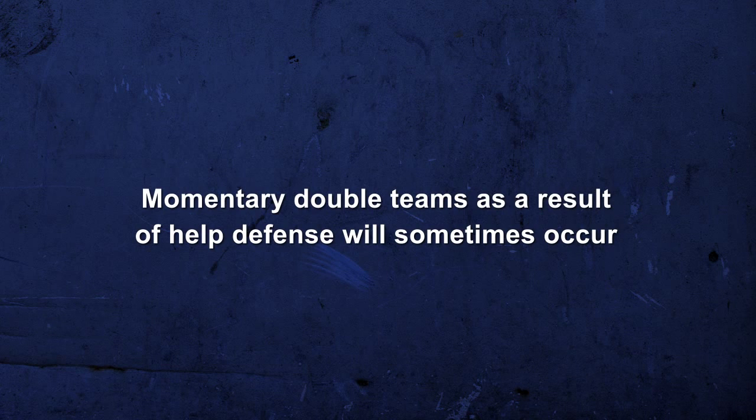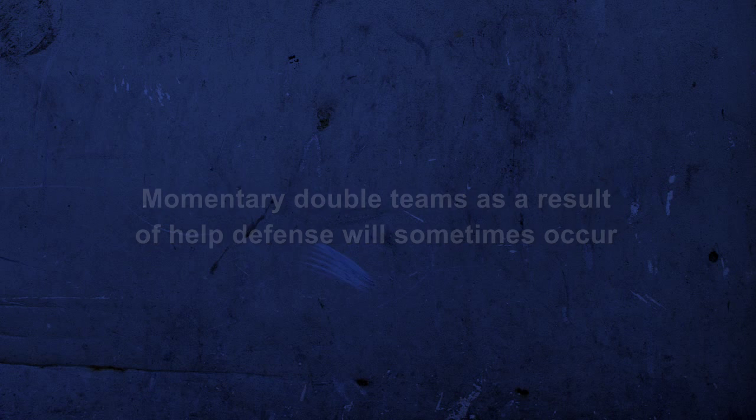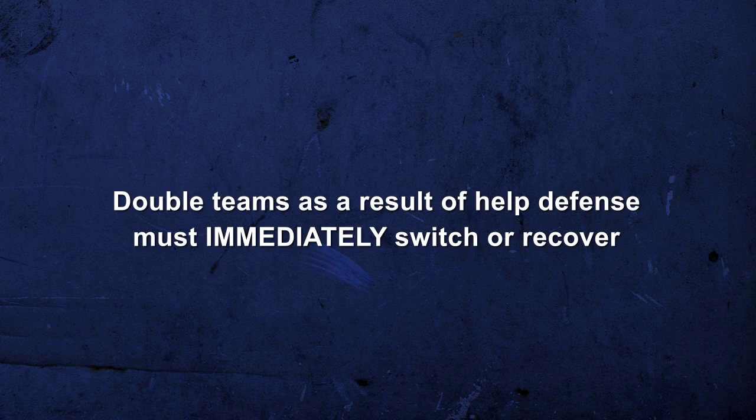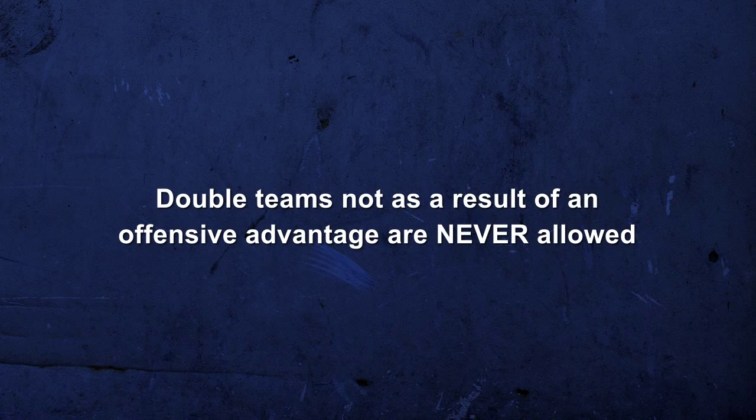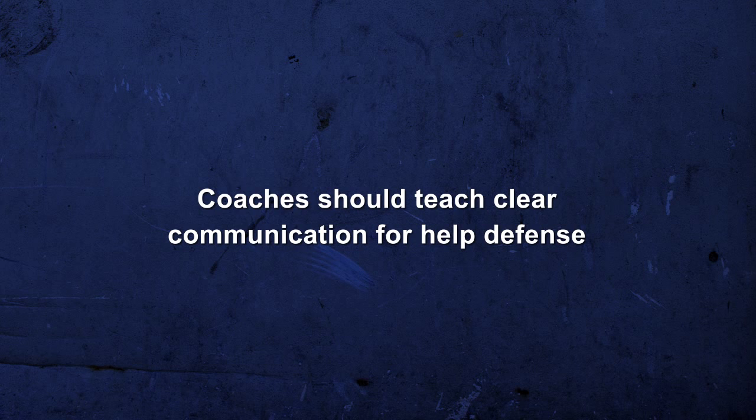So, in review, momentary double teams as a result of help defense will sometimes occur. Double teams as a result of help defense must immediately switch or recover. Steals as a result of a momentary double team will be blown down. Double teams not as a result of an offensive advantage are never allowed. Coaches should teach clear communication for help defense.